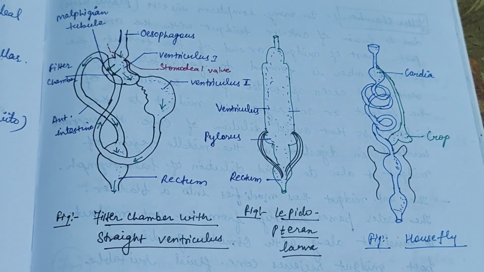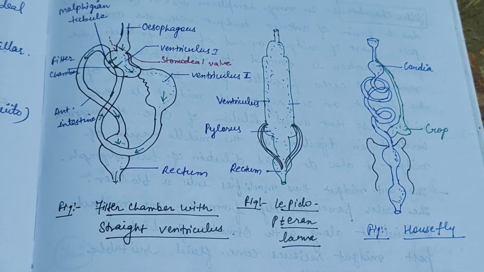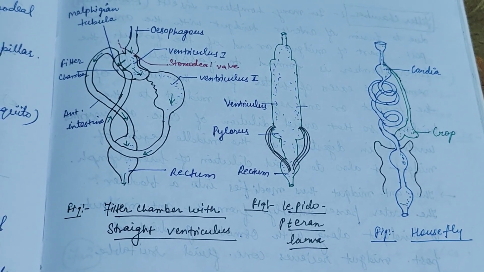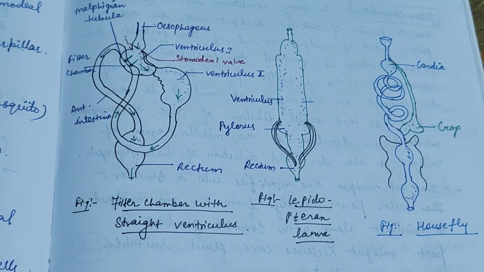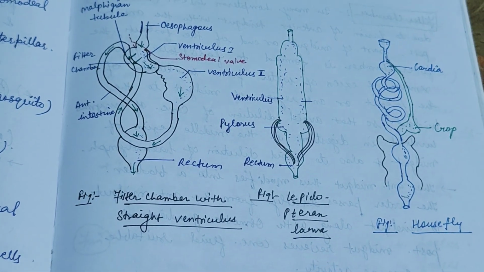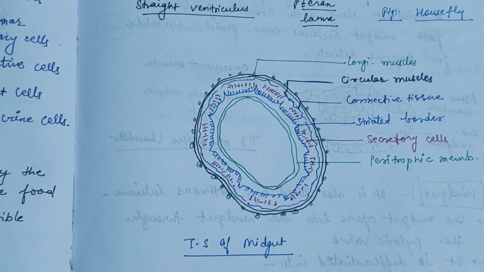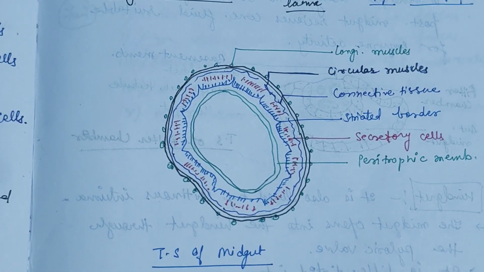There is some modification in the alimentary canal of some insects, like in the lepidopteran larvae. Examples are the butterfly. The ventriculus is in cylindrical form from the pylorus and the rectum, and in the housefly there is a coil-like structure of the alimentary canal. The TS of the midgut, the figure is as follows.